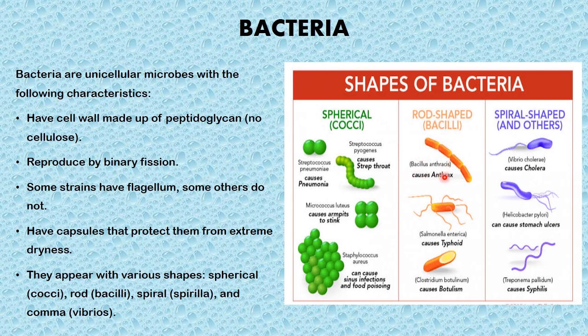We have rod-shaped bacteria called the bacilli. We have the Bacillus anthracis that causes anthrax. We have Salmonella enterica, which causes typhoid, and Clostridium botulinum, which causes botulism. We have the spiral-shaped bacteria. Examples are Vibrio cholerae that causes cholera, Helicobacter pylori, which causes stomach ulcers, and Treponema pallidum, which causes syphilis.